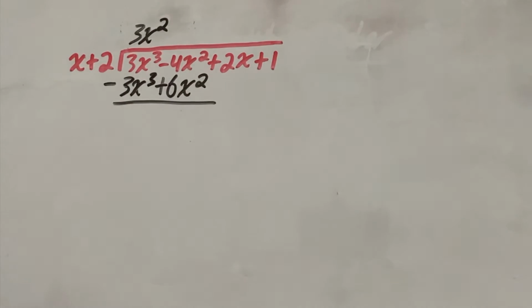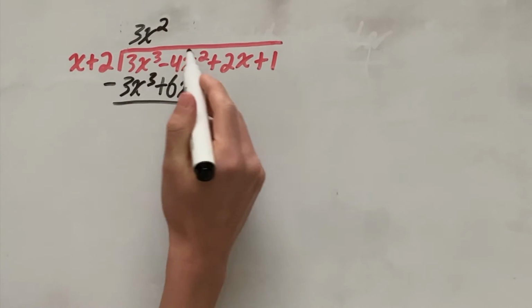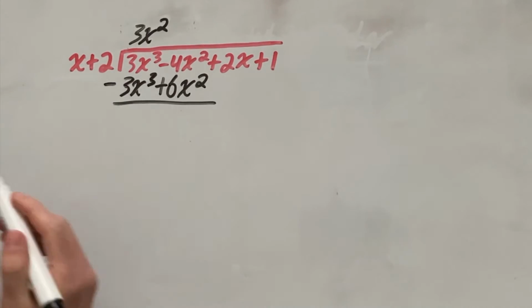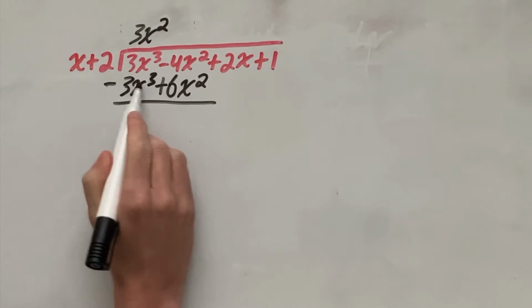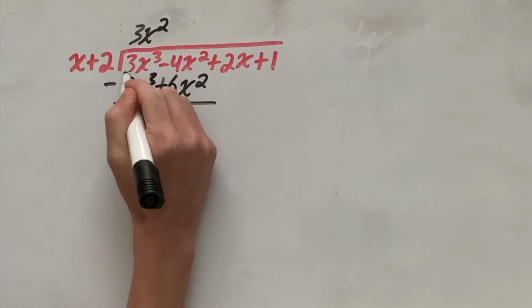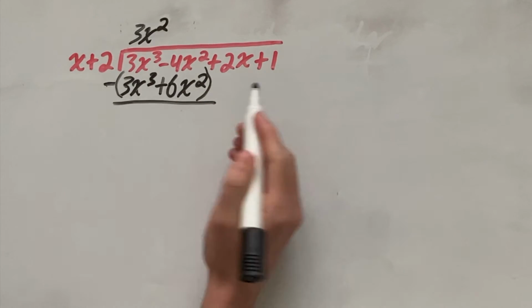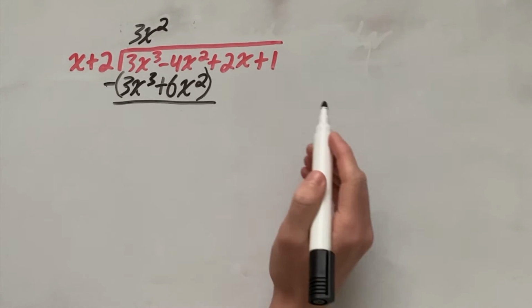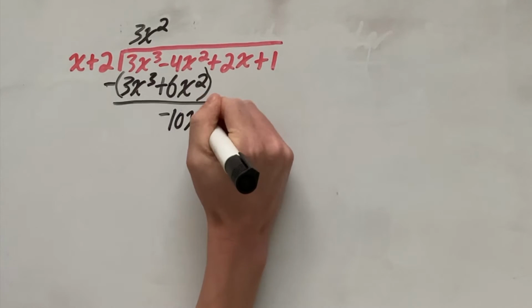3x squared minus 3x squared is 0. And here, this is a trick that gets a lot of people. Most people would just go negative 4x squared plus 6x squared. But you have to remember this minus applies for both of these. If you like, you can put brackets in to help show that. So this is really negative 4x squared minus 6x squared, which gives us negative 10x squared.